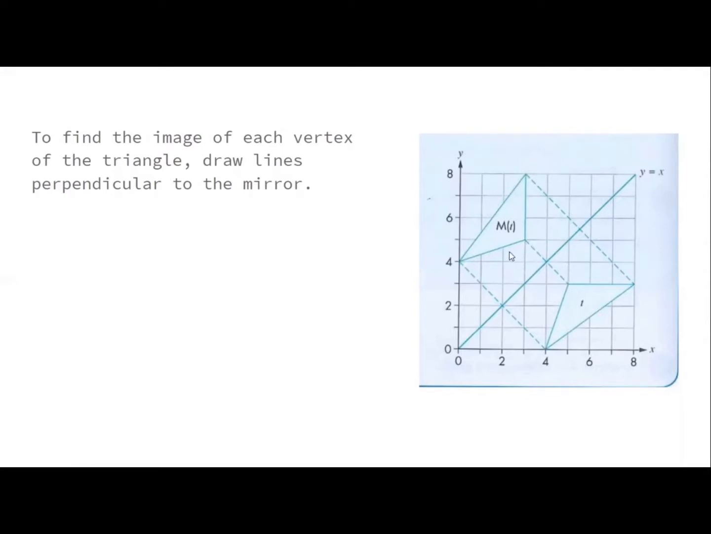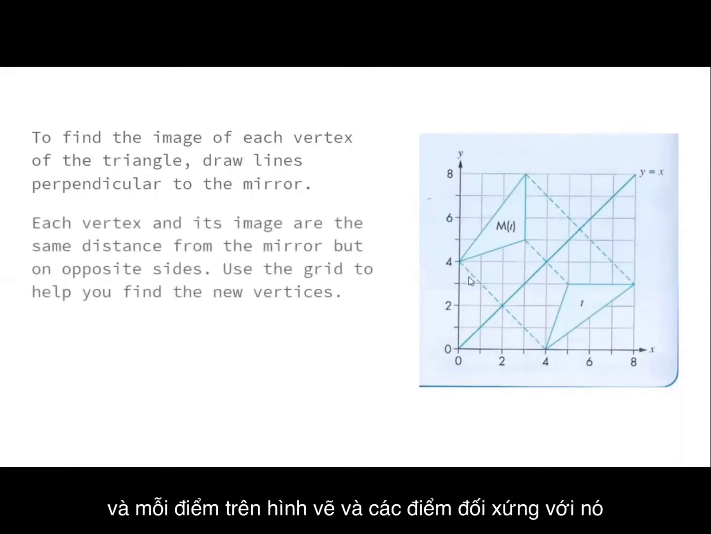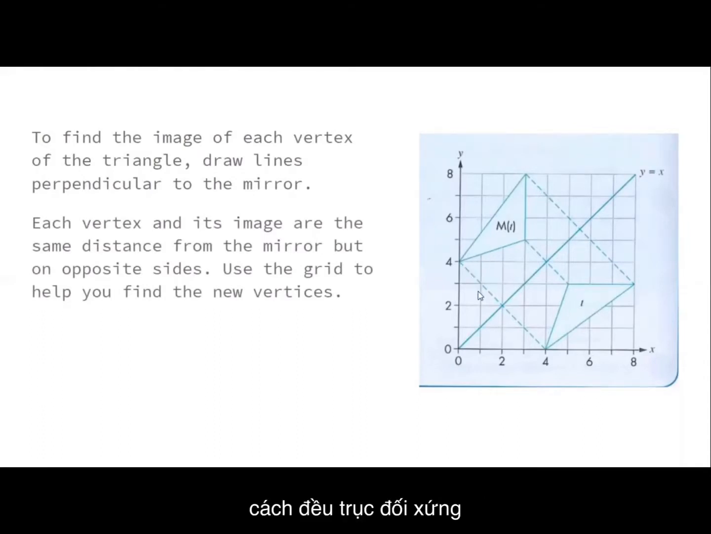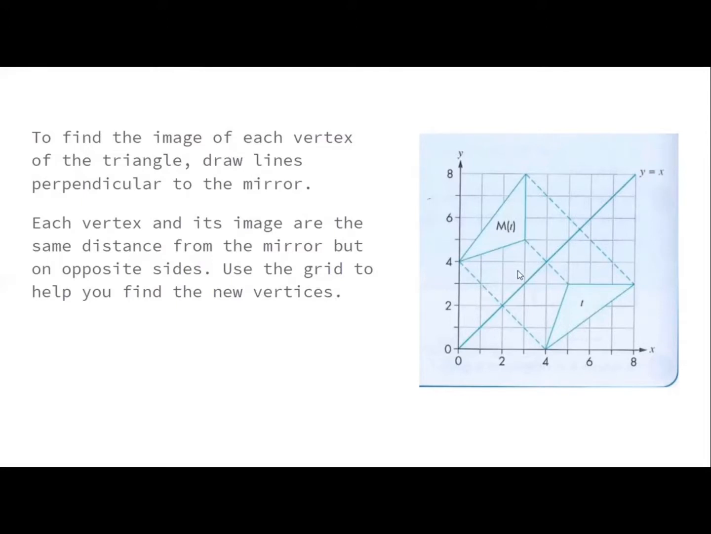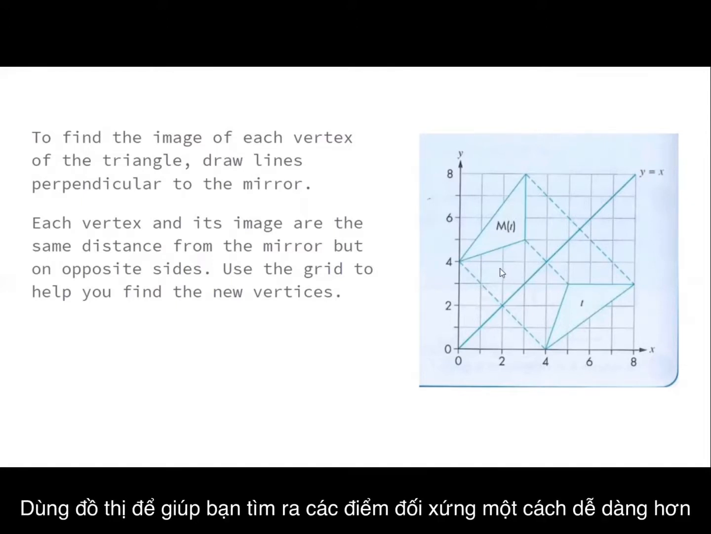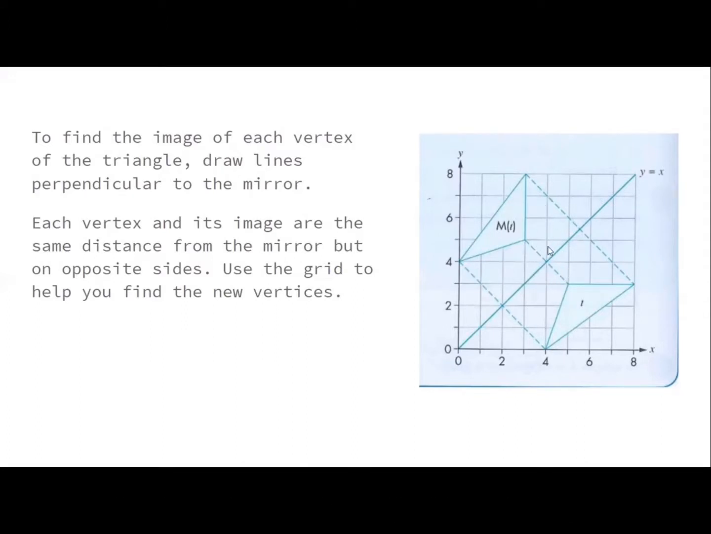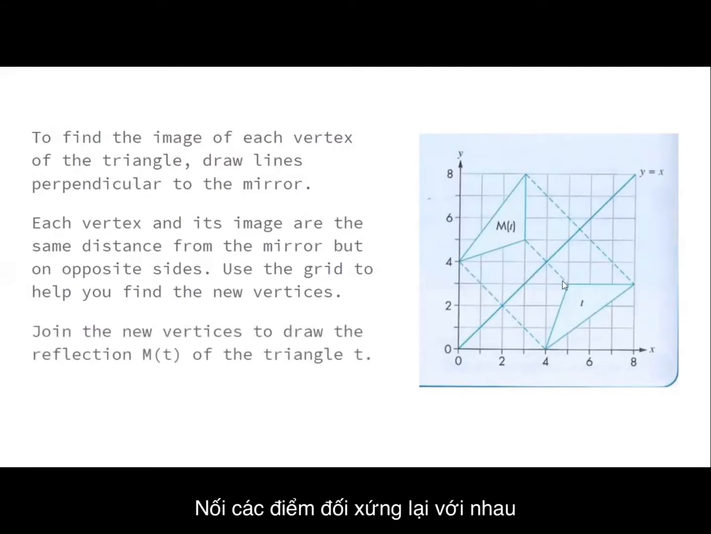You see here? Each vertex and its image are the same distance from the mirror line, but on the opposite side. For example, this vertex has the same distance from the mirror line as this point, but on the opposite side. Use the grid to help you find the new vertex. If you don't have a grid, you should use a ruler to measure the right distance. And join the new vertices to draw the reflection of the triangle.